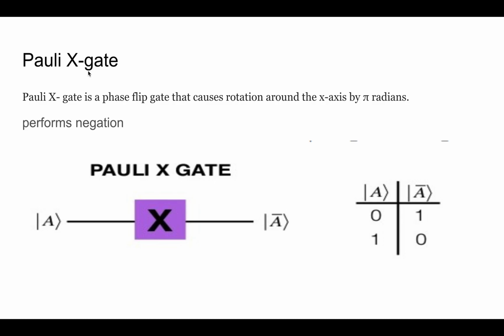Now we'll talk about the Pauli X gate. Later on we'll be seeing the Pauli X gate, the Y gate, and the Z gate. All of them are phase flip gates, and they only differ in how they cause rotation about an axis, which you can visualize using the Bloch sphere. The Pauli X gate causes rotation around the x-axis by pi radians, and essentially it just performs a negation. This is the representation of the Pauli X gate. As you see, 0 is now negated to 1 and 1 is negated to 0.